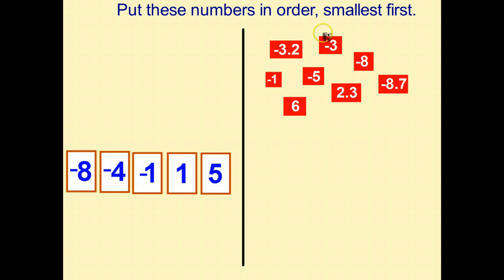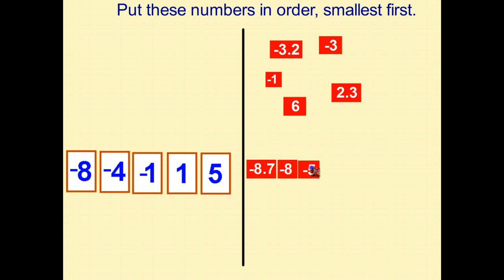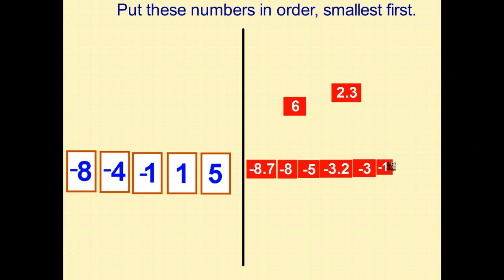Now looking at these numbers here, are you worse off having a debt of $8 or a debt of $8.70? Well, hopefully it's fairly obvious that the worst is a debt of $8.70. Next worst is a debt of $8, then a debt of $5. Now out of these two, -3.2 is worse than -3. -1 is the next one. Money to the good, 2.3 is smaller than 6. And there's your answers to that.